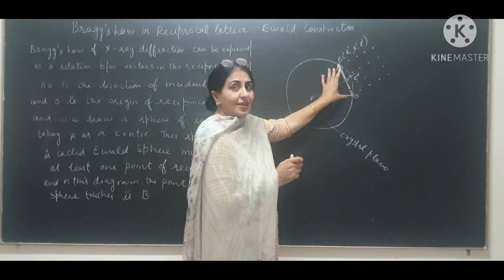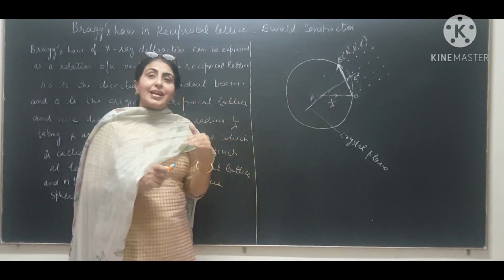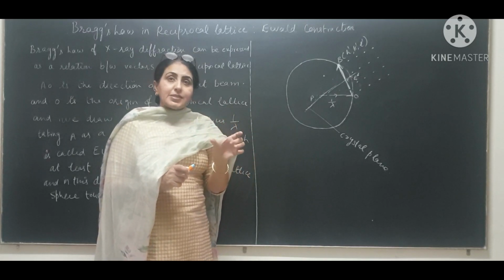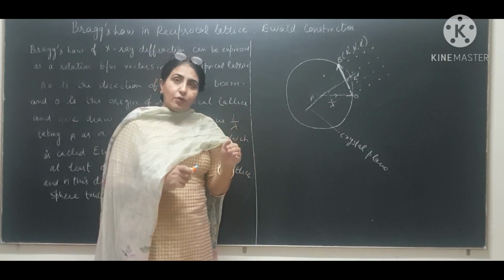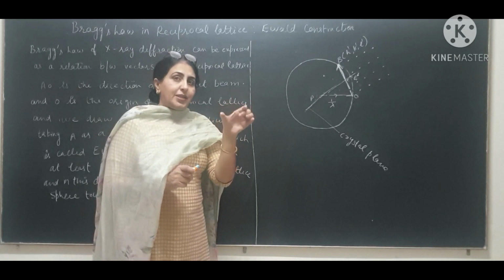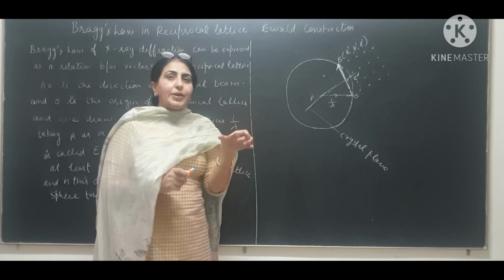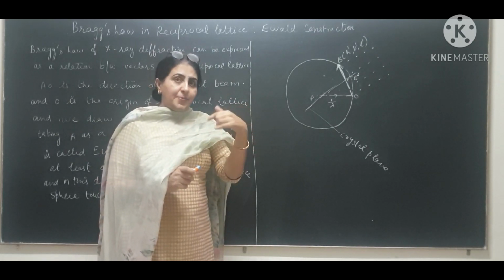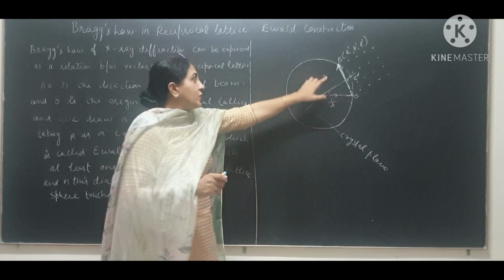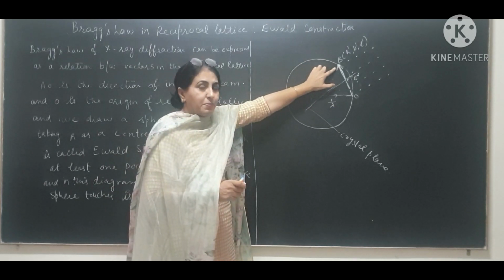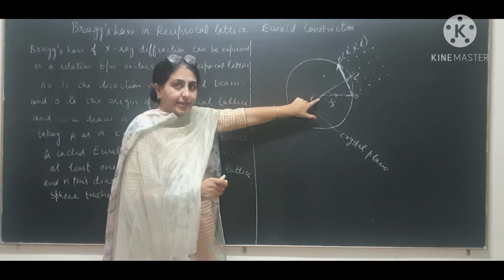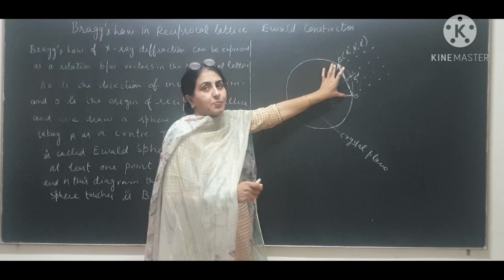Then what is OB? OB is a reciprocal lattice vector, because we have studied in the previous lectures what a reciprocal lattice vector is. When we draw perpendiculars to the crystal planes, the length of that normal is 1 over d, and it terminates at one reciprocal lattice point. So this terminates at the reciprocal lattice point B, and it is perpendicular to this crystal plane. So this is the reciprocal lattice vector.